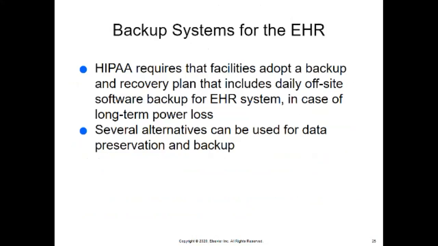You know, we've had 2 hurricanes. So what happens when we lose power? If a natural disaster occurs, the provider's office is without electricity for several days or even weeks. The provider must have a backup system for the EHR so that the office can still function. HIPAA requires that facilities adopt a backup and recovery plan that includes daily off-site software backup for the EHR system in the case of long-term power loss, and several alternatives can be used for data preservation and backup.